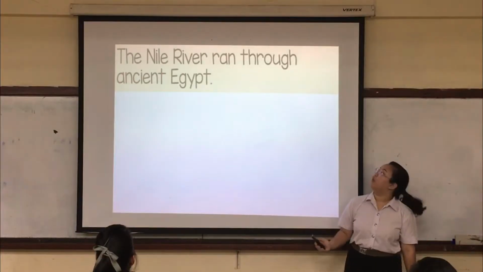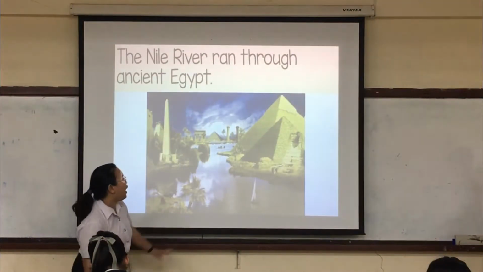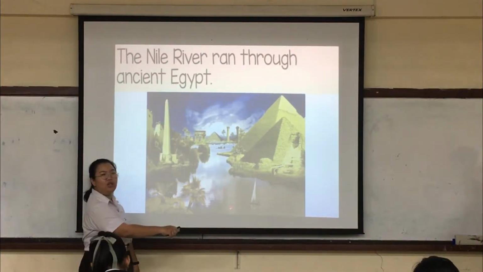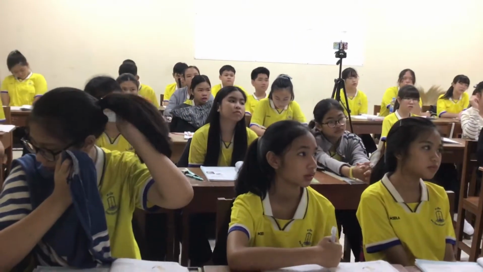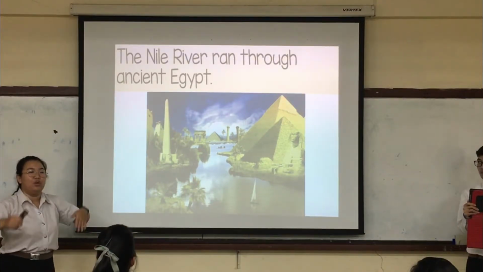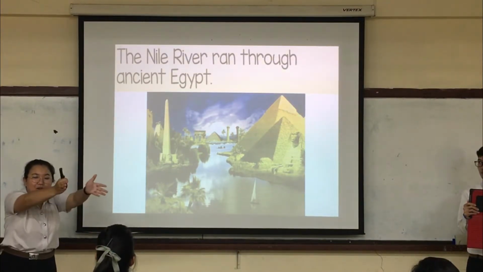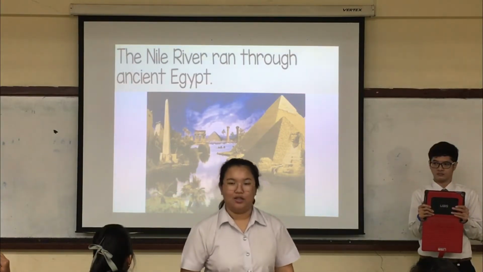The Nile River ran through ancient Egypt. What is the river called? The Nile. The Nile River ran through. Through means in the middle. Say, sit next to each other like this, and then I walk.